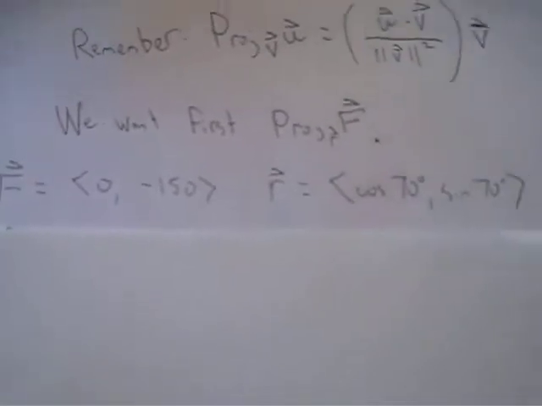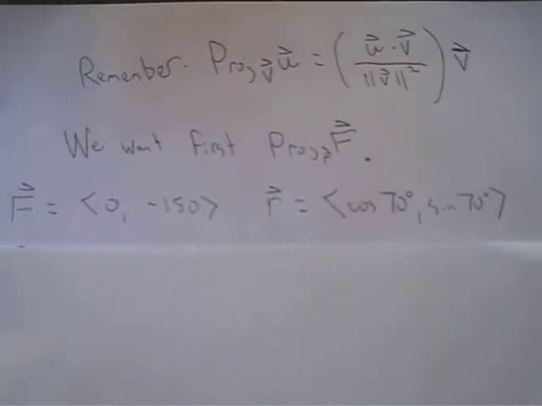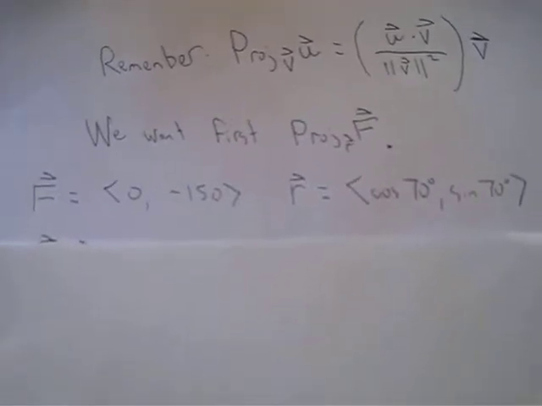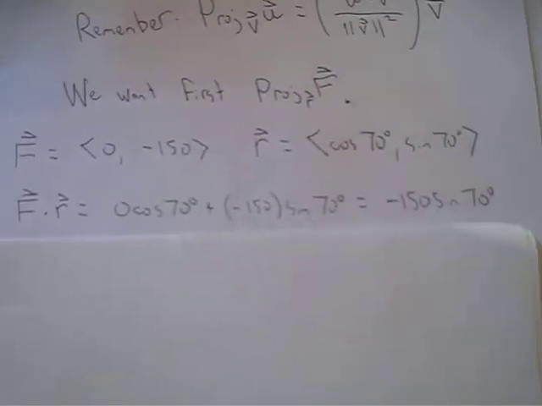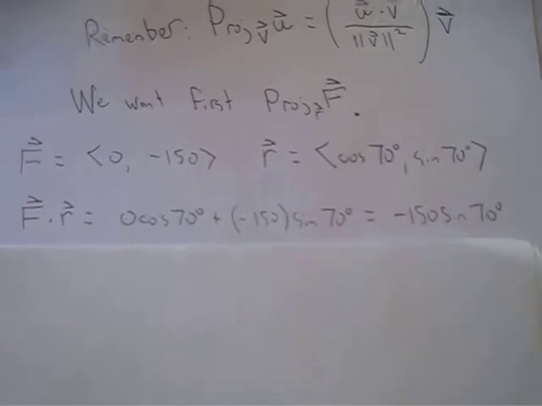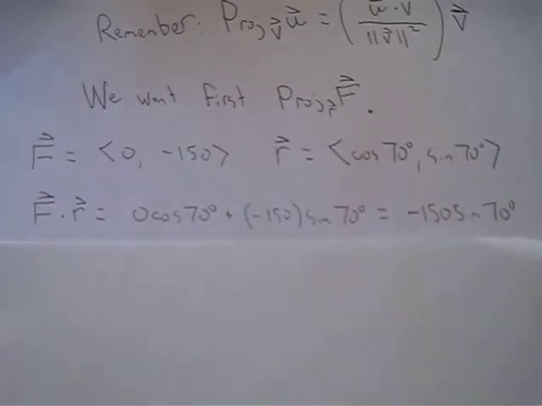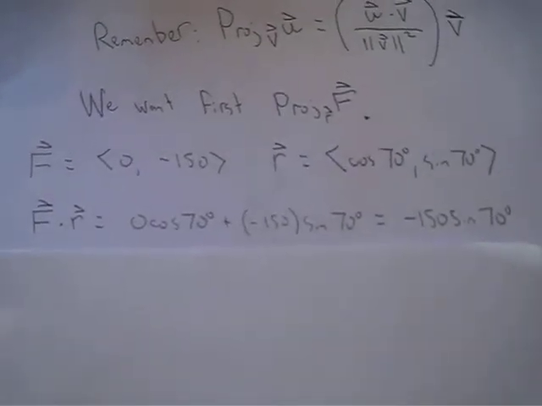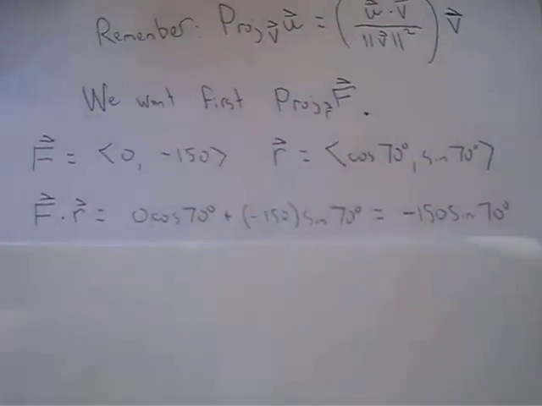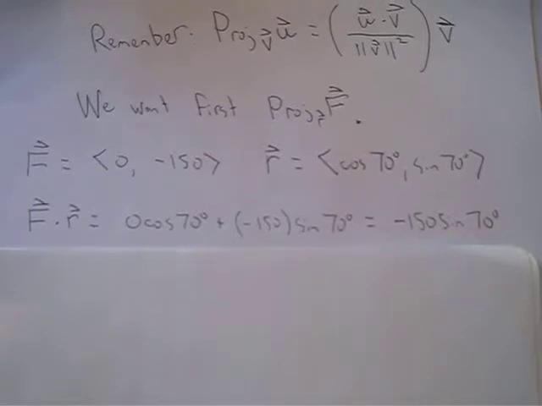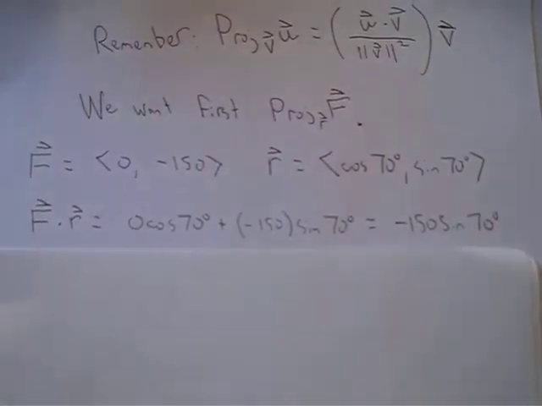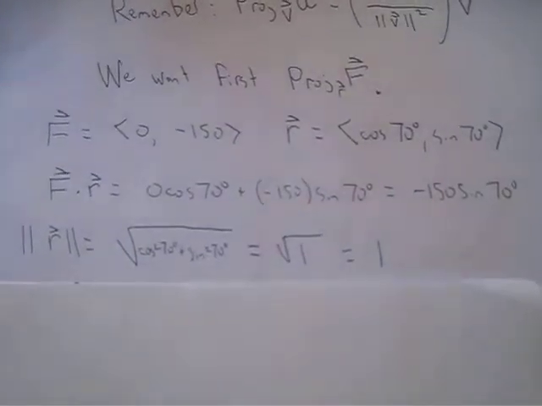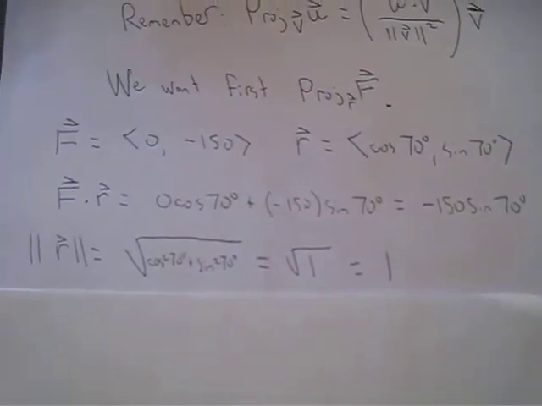So remember, these are the values of our force and our unit direction vector, R. F dot R is 0 times cosine of 70 degrees. We just take the product of the i terms and add them with the product of the j terms, and that comes out to be negative 150 sine of 70 degrees. And then the magnitude of R is just 1.